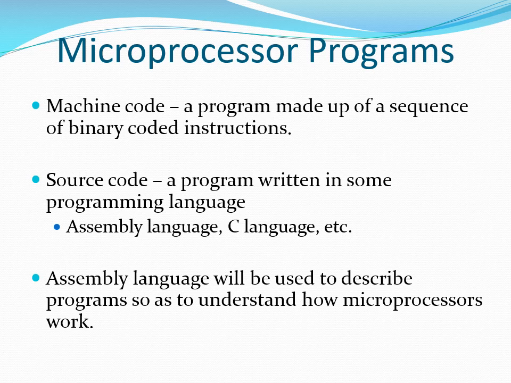Now, a source code is a program that has been written using a programming language. So in order for the source code to be executed by a microprocessor, it has got to be changed into machine code. Our discussion of microprocessor programs is going to be based on assembly language so that we understand how the microprocessor works.